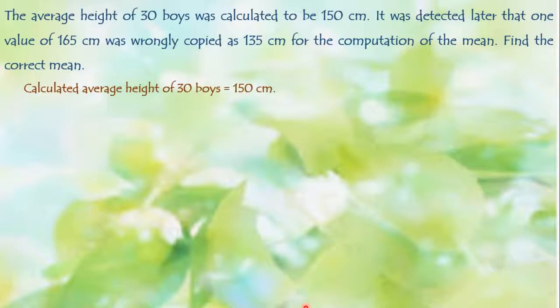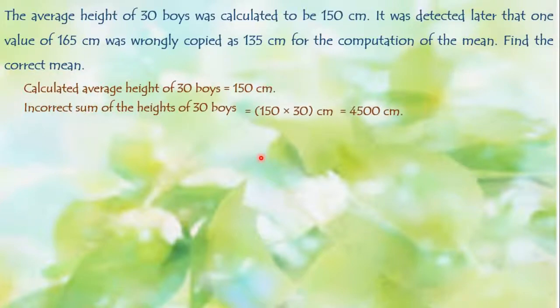From here, as usual, we can find the incorrect sum. Why is it incorrect? Because it was later detected that one value of 165 was wrongly copied as 135. What is the meaning? The correct value was 165, but we wrote it as 135. So we are going to find the incorrect sum. The incorrect sum of these 30 boys will be 150 into 30, which is 4500 centimeter.